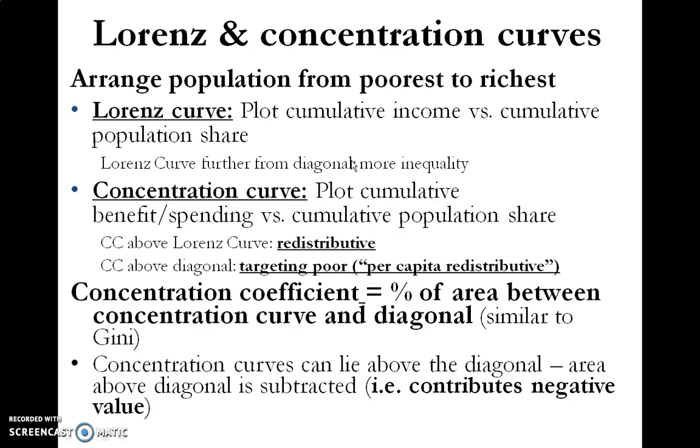Okay, so similar to your Gini coefficient, you can also calculate a concentration coefficient based on your concentration curves. And it is basically the percentage of area between the concentration curve and the diagonal line. Now, bearing in mind that your concentration curve can lie above the diagonal line, the area above the diagonal line is then subtracted from your first calculation, and that means that those concentration curves that lie above the diagonal line will have a negative value.